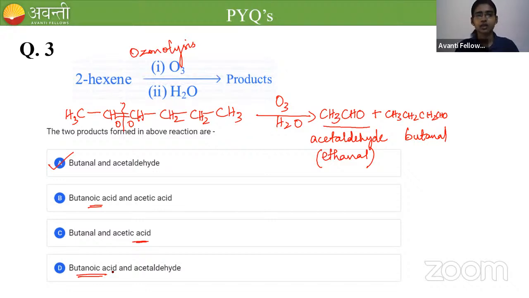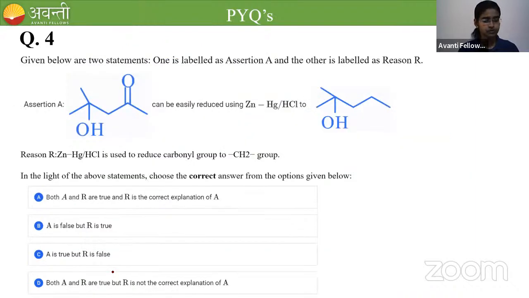Good. Try to find out the correct answer in the beginning. Okay, no problem, no issues here. Any doubt you have here? Shall we go on to the next question? So we'll go for question number 4.